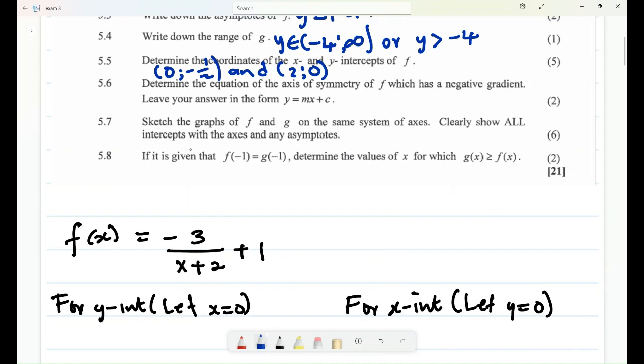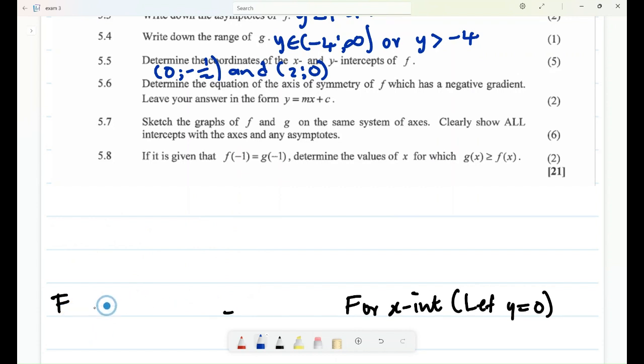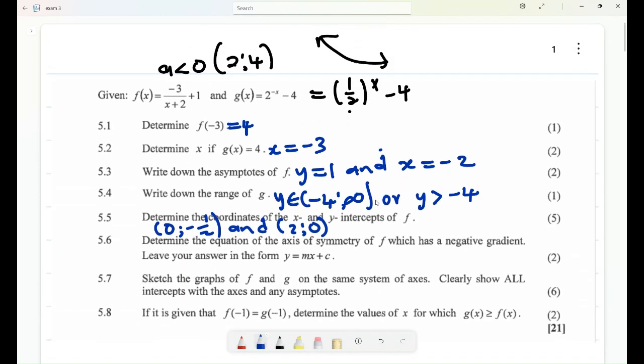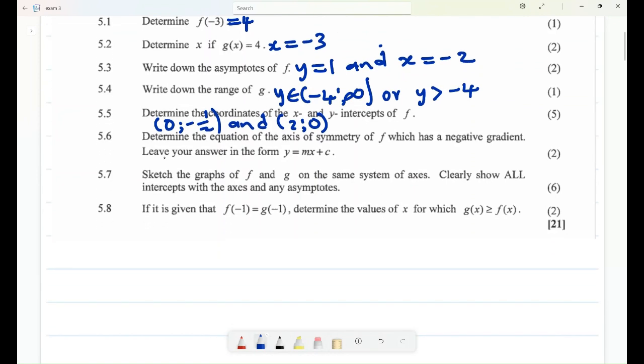It says determine the equation of the axis of symmetry of f which has a negative gradient. Remember this question, whether it is 3 marks or 2 marks, you just have it. Why am I saying you just have it? Remember, you just take this part, x plus 2 plus 1. But now, what do you do with that? Remember, they want it with a negative gradient.